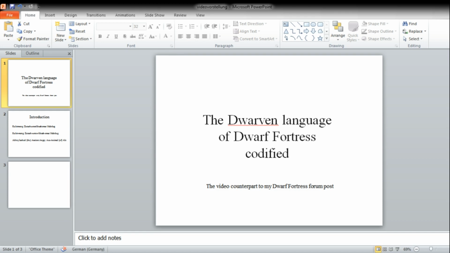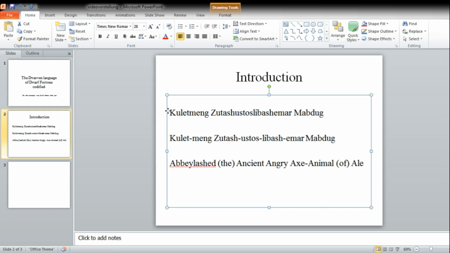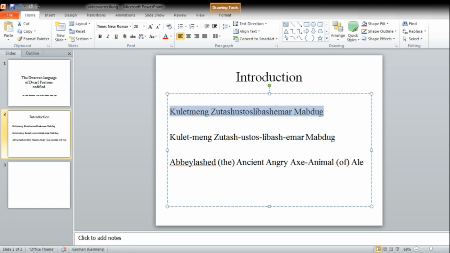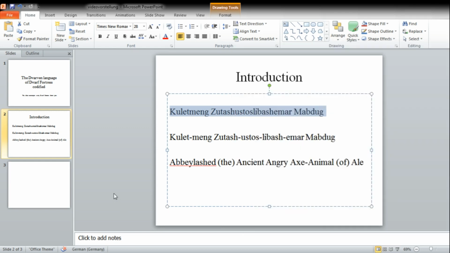Anyway, the Dwarven language is, next slide, based on the names. Oops, what are you doing? Based on the fortress names, because the language, air quotes, language, in the game consists of this. Just a list of nouns and verbs and adjectives. And that's all. And because of that, it's very limited.